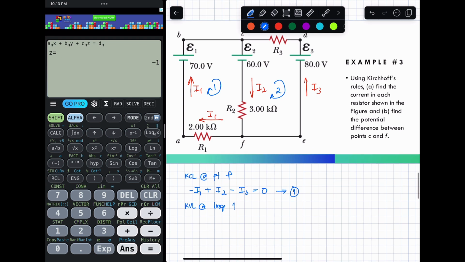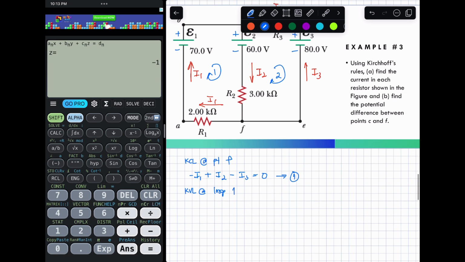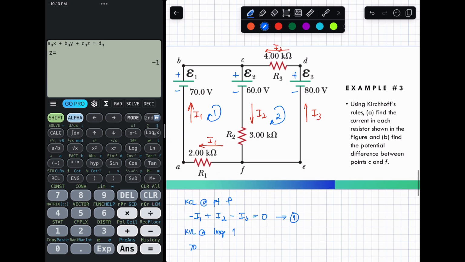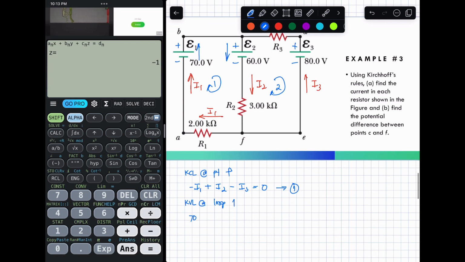So I'll start with the EMF. So E1, this is positive, this is negative, positive, negative, positive, negative. The loop is clockwise. It enters the negative terminal and exits the positive terminal, so that makes it positive 70. For this one, it enters at the positive and leaves at the negative, so negative 60.